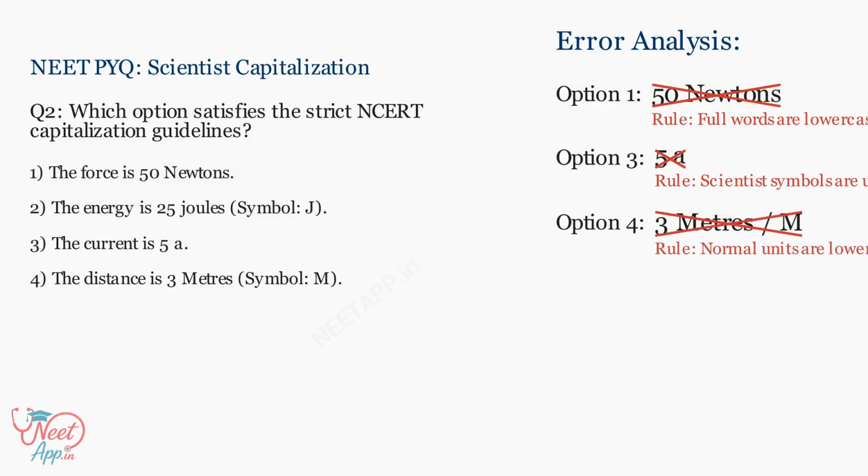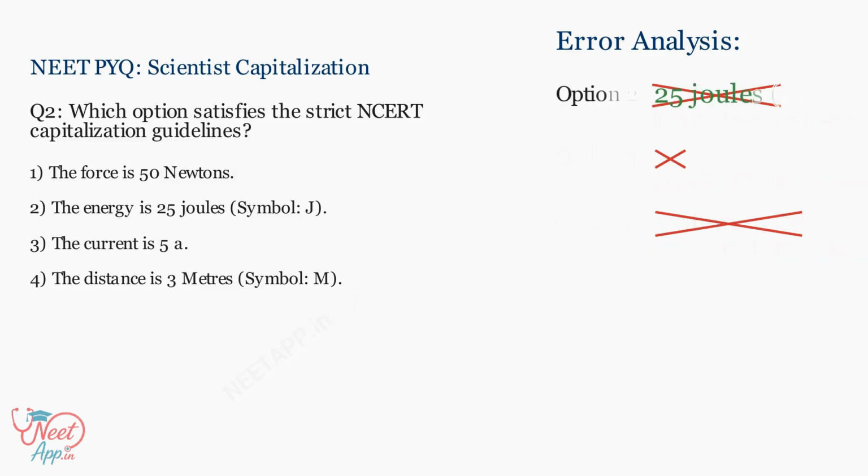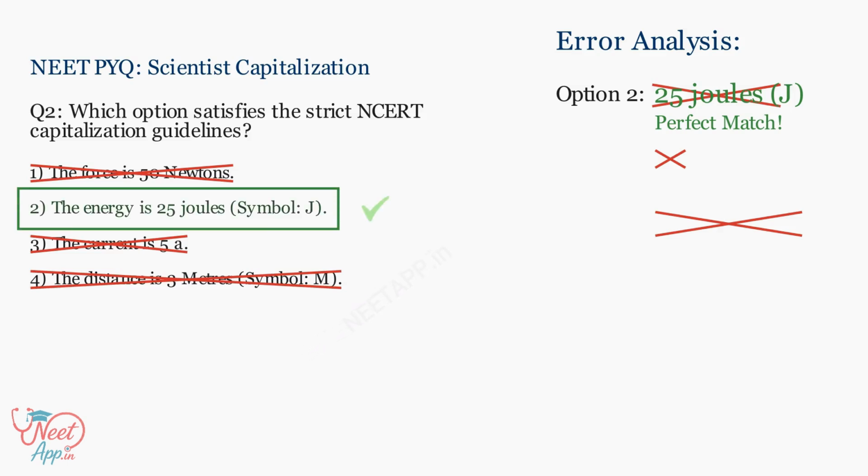How about option 4? 3 meters with a capital M. This is completely wrong. Normal units not named after a scientist are lowercase in both the full word and the symbol. It should just be a small m. That leaves us with option 2, 25 joules written completely in lowercase with the symbol capital J. This is a perfect match for the NCERT guidelines. Option 2 is our correct answer.